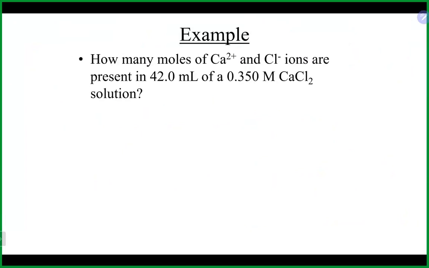All right, so why don't you try one here for this particular one? We're looking for how many moles of calcium ions and chloride ions are present in 42 milliliters of a 0.35 molar calcium chloride solution.